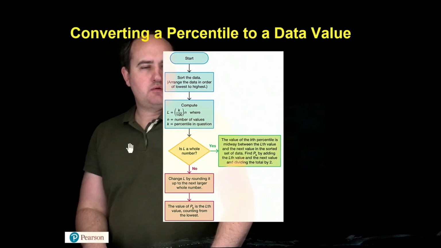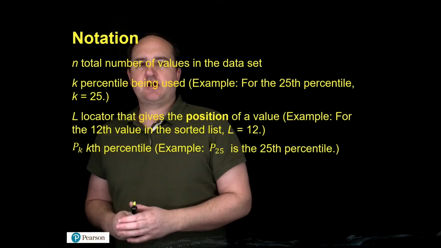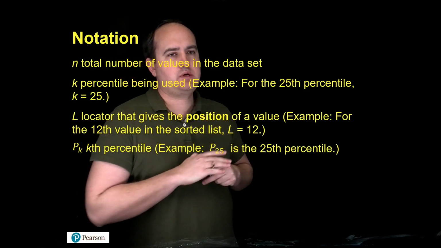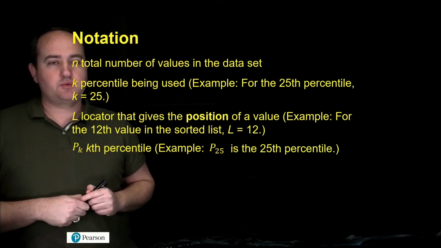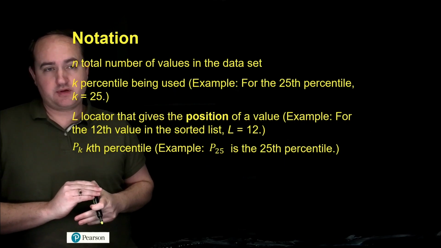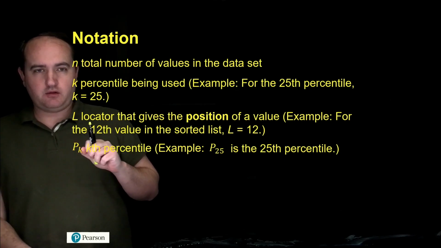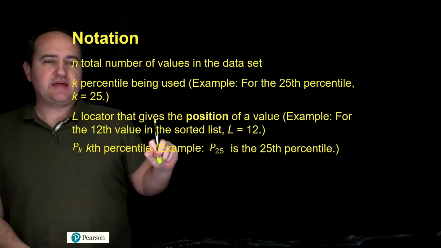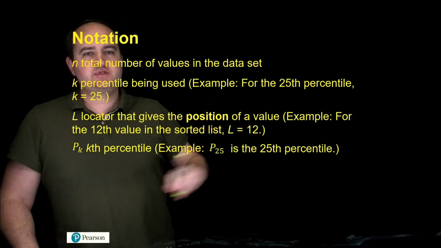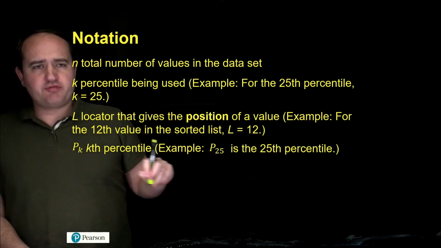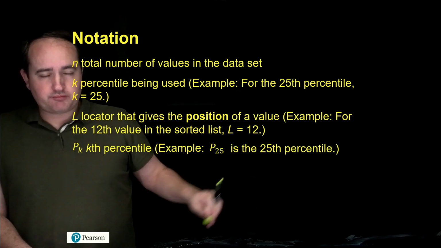Okay, so let me switch back to this view. All right, so let's talk about this notation that we're learning here for the locator. We said that the formula for the locator was L. L is a locator that gives the position of a value. So for example, for the 12th value in the sorted list, L would be equal to 12.